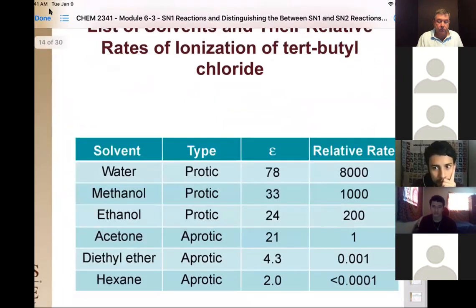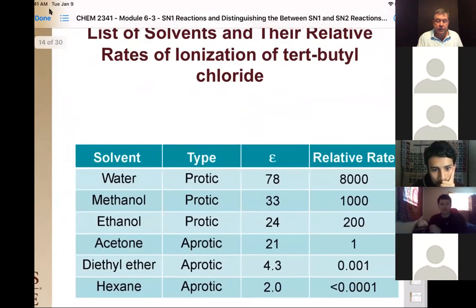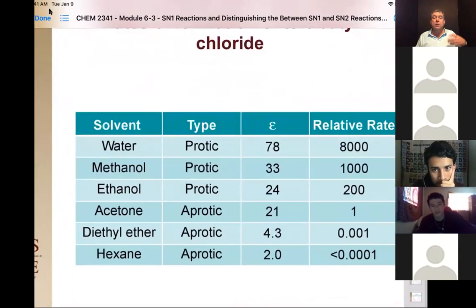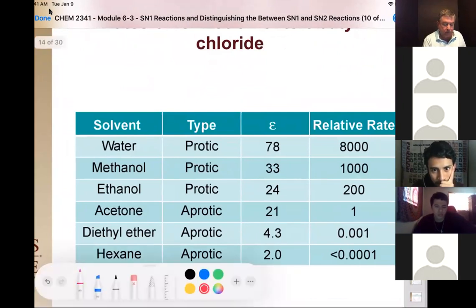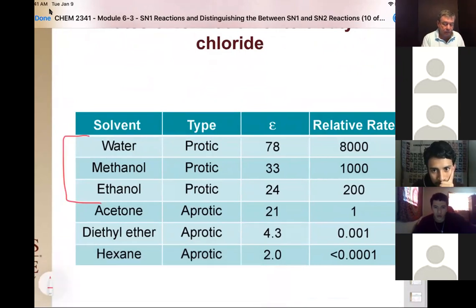Okay, so let's talk about the different solvents and the different relative rates. Okay, so we have solvents, and the first set of solvents we have here are what we call polar protic solvents, water and alcohols, right? The second set of solvent we have here is a polar aprotic solvent, and then these two are kind of not polar, okay? So this E right here, E is dielectric constant, okay? So it's an epsilon, but it's a dielectric constant.